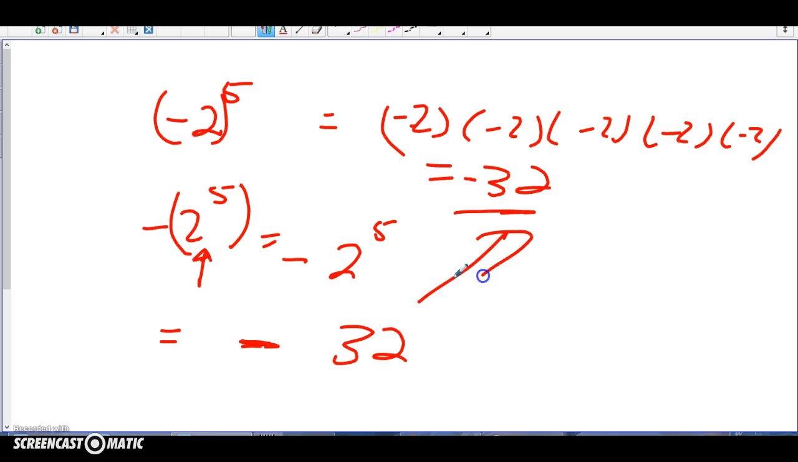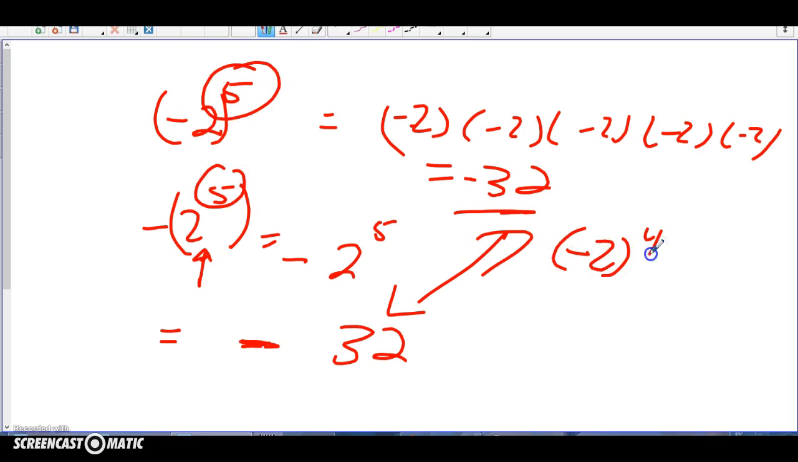Now in this case, these are the same, and that's only because this is an odd number. If I had this, negative 2 in brackets to the power 4, that's negative 2 times negative 2 times negative 2 times negative 2, which is 2, 4, 8, 16. Even makes this positive, right? So go negative to positive to negative to positive. And that's different than this. This is 2 to the 4, which is 16, but what's the negative of 16?